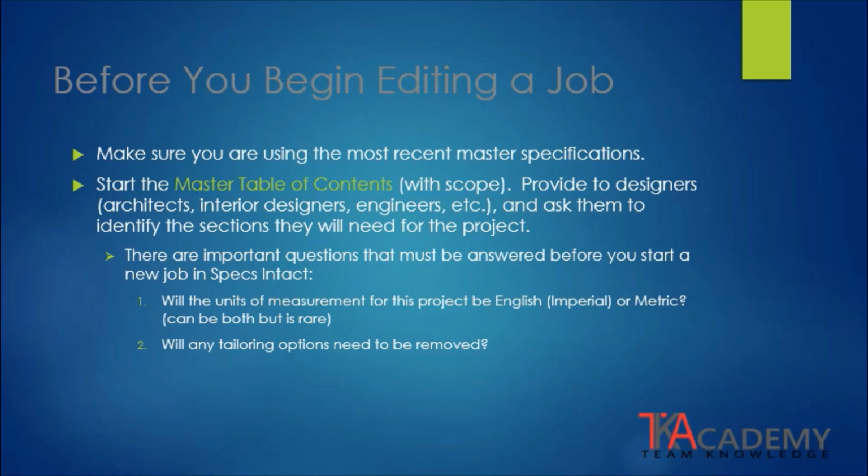There are 2 important questions that must be answered before you begin editing the job in Specs and TAC. The first is, what will be the units of measurement for this project? Will they be in English or metric? Both can be used, but it is often rare. The second question will be, what federal agency is this for, and will any tailoring options need to be removed from the project?